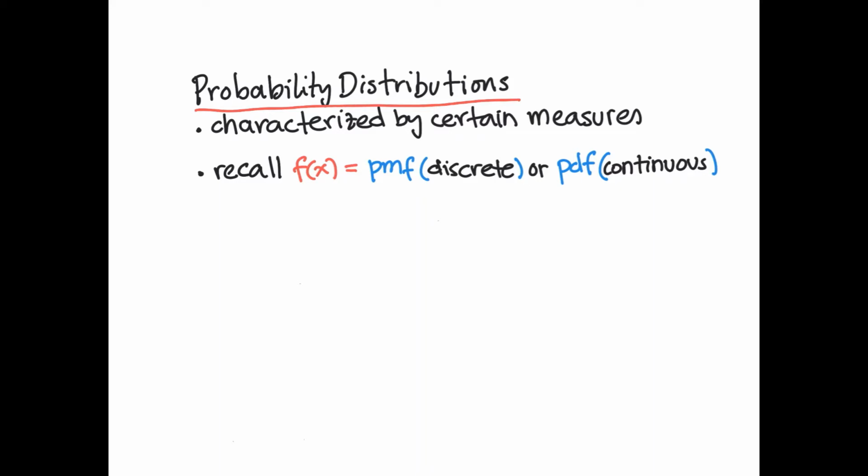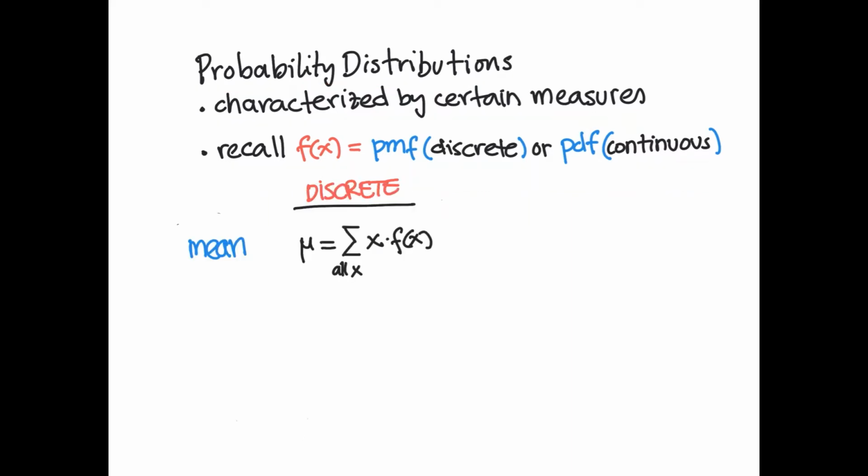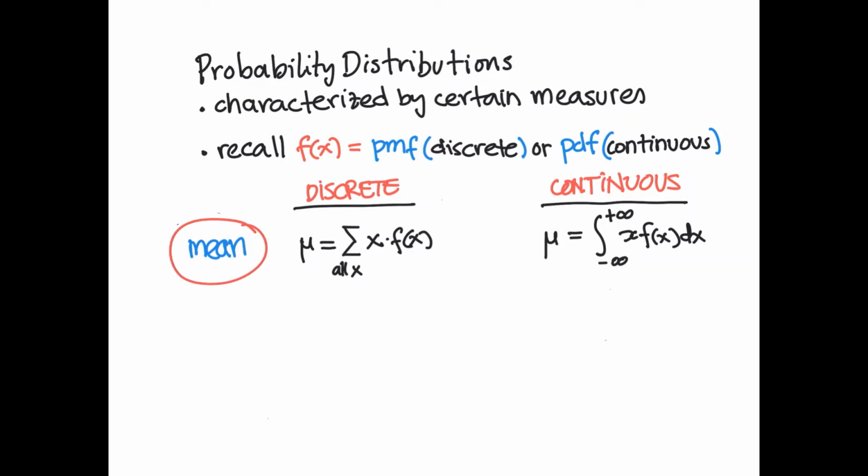They are characterized by certain measures. Talking about the parametric distribution, we recall that they have a probability mass function or a probability density function known as f of x. And using that, we can calculate the following parameters. The mean for discrete distribution is given by this summation. For continuous distribution, the mean is given by this integral.